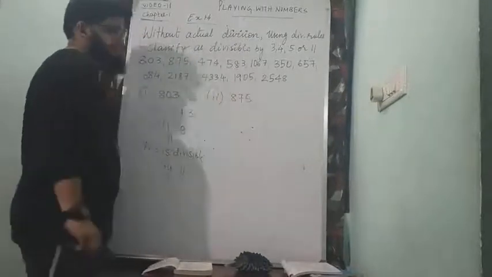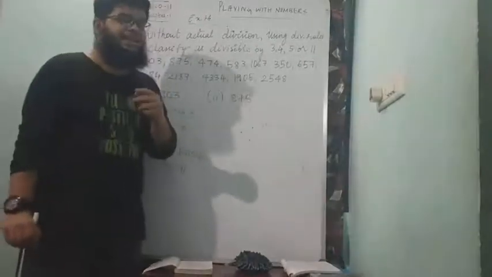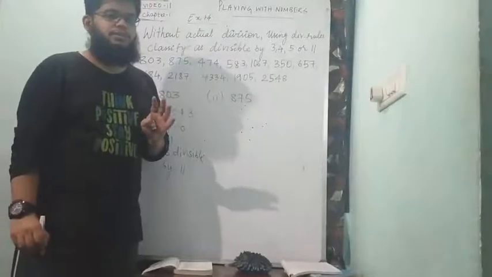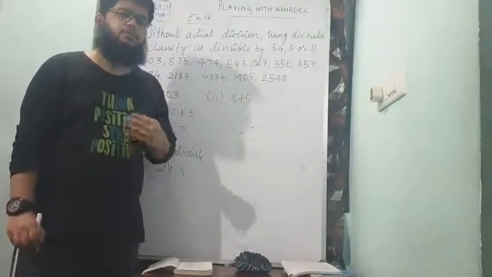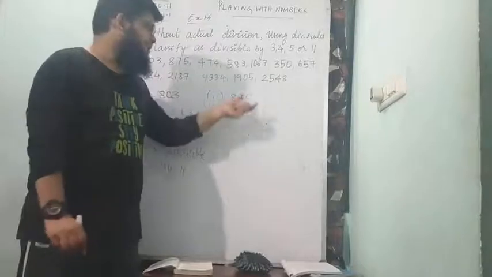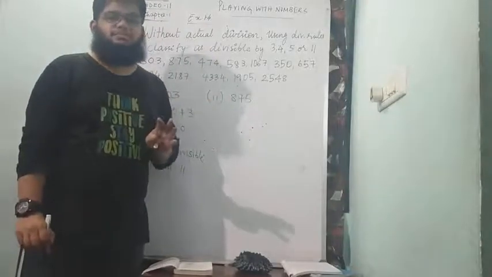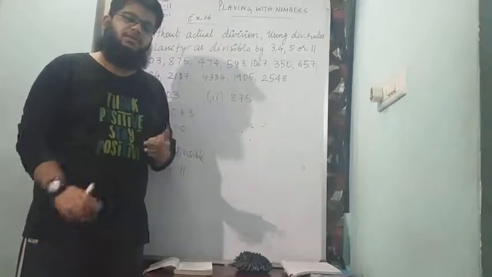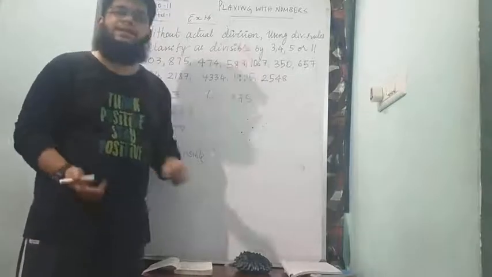875. Do I have to think about any rule? Can I directly tell what rule it is here? Can I directly tell this is divisible by 5? Why do you think so? Because the last digit is 5. So identifying 5 is the easiest one, because you can just see the last value. If it is 5 or 0, it is divisible by 5. There is no need to go to any other divisibility rule.